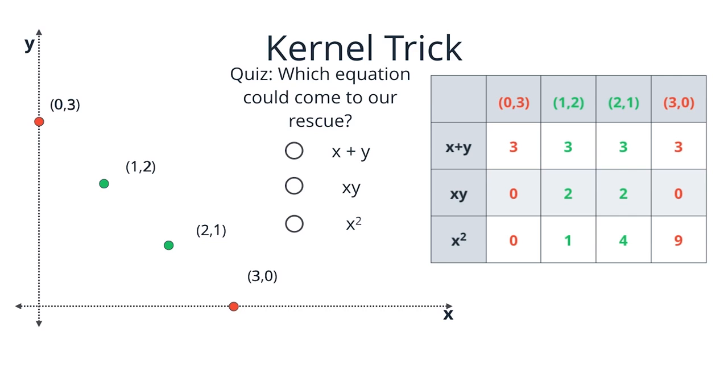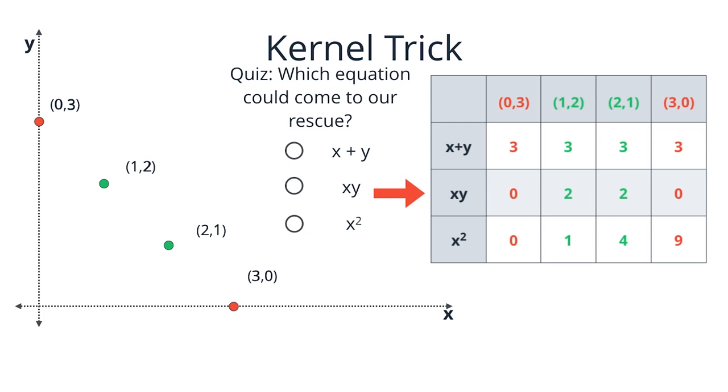So let's think, which of these equations separates the green and the red points? We look at the sum x plus y, and that gives us 3 at every value, so it doesn't really separate them. If we look at x squared, so the first coordinate squared, we get 0 and 9 for the red values and 1 and 4 for the green values. This one also doesn't separate them since the red values are small and large, 0 and 9, and the green values are in between, 1 and 4.